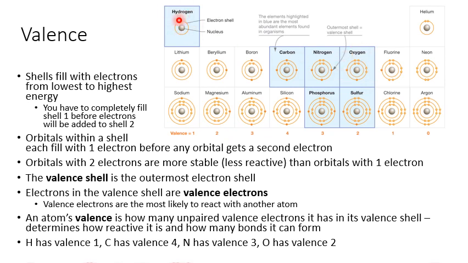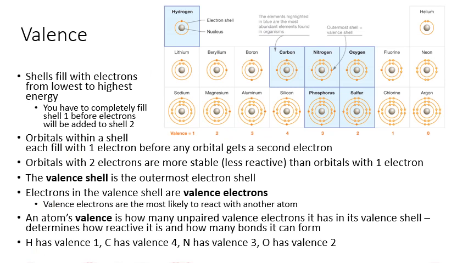For hydrogen up here, it has 1 electron. That is its valence electron. And its valence shell is the first electron shell. It doesn't have a second one. So hydrogen's valence is 1. It has 1 unpaired valence electron. It can make 1 bond.